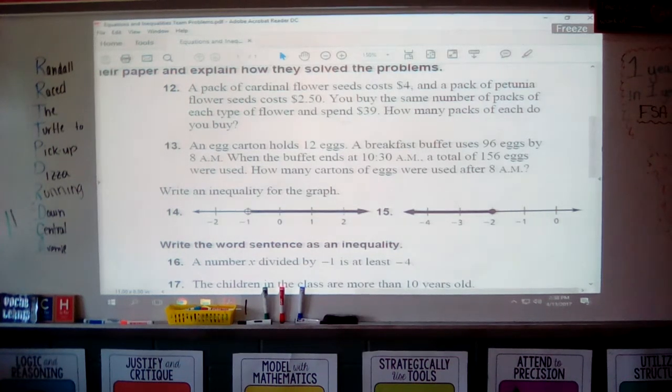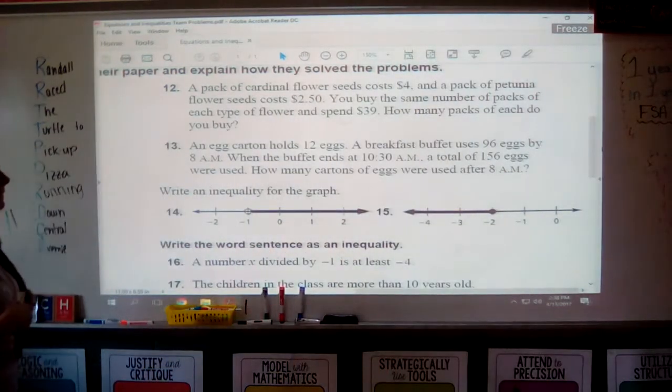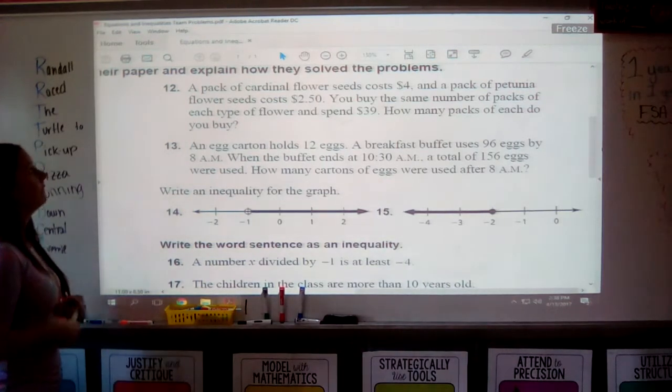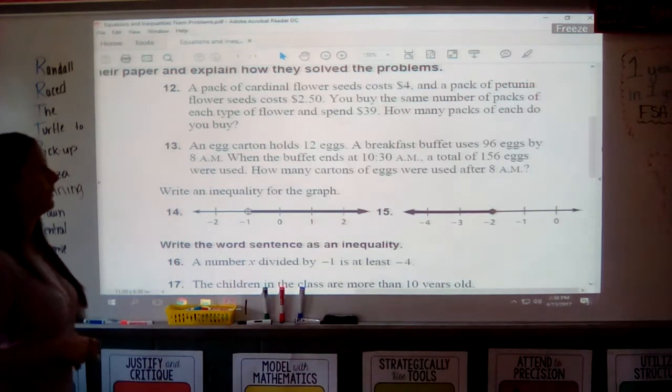Okay, here we go with equations and inequalities, numbers 12 through 22. Numbers 1 through 11 are in the previous videos. So, number 12, we are still writing an equation and solving for the variable.